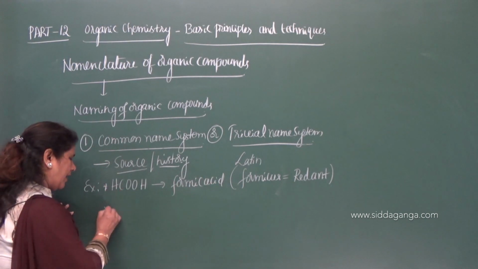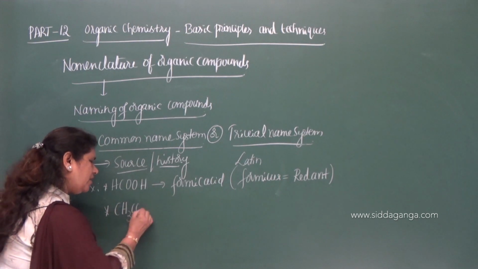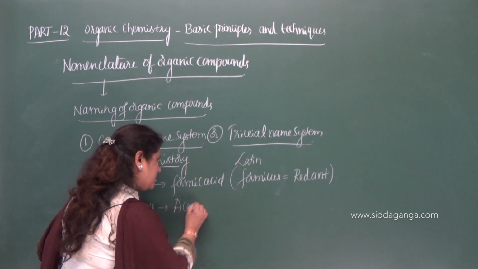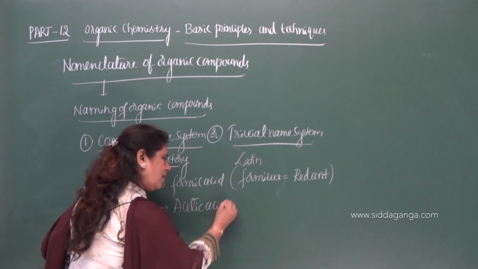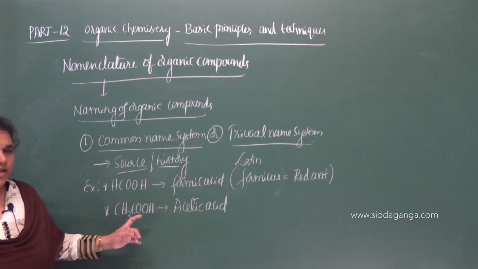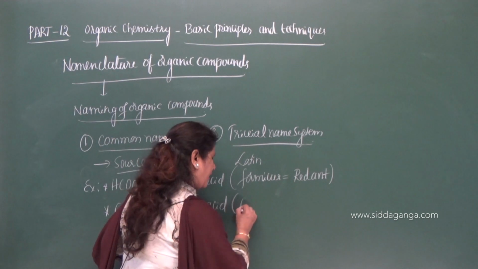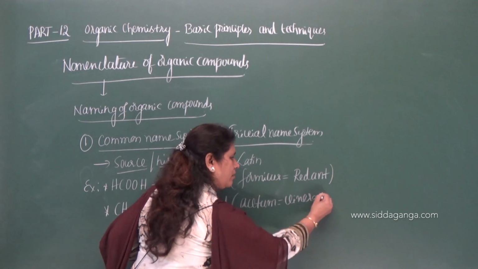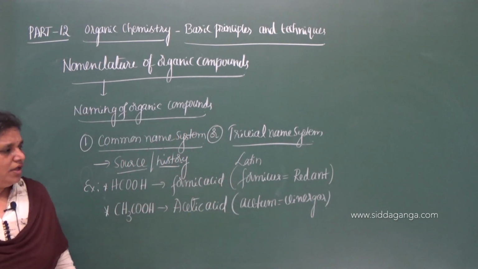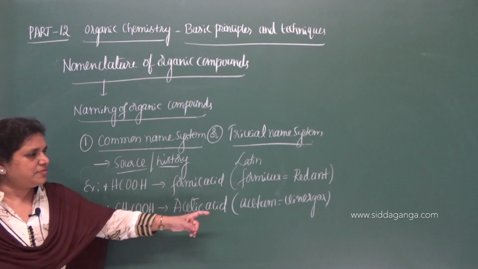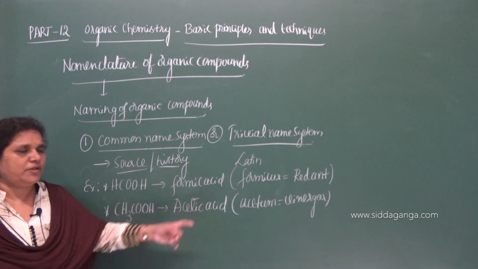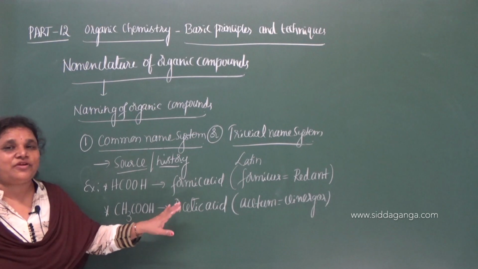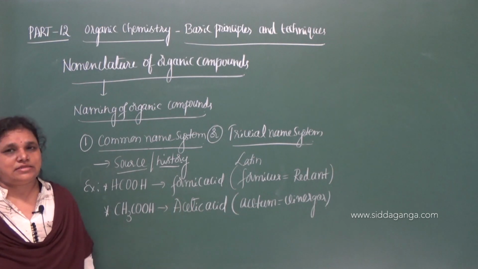The second example I can give here is CH3COOH, and it is called acetic acid. The common name for this compound is acetic acid. It is derived from the Latin word acetum. Acetum means vinegar. The source for acetic acid is vinegar. Therefore, the name is acetic acid.